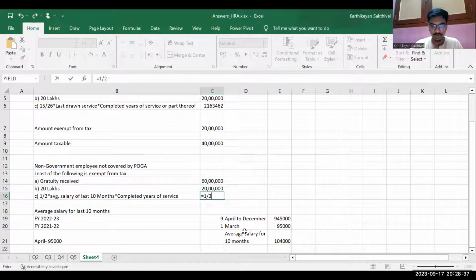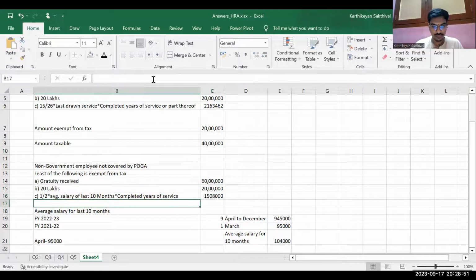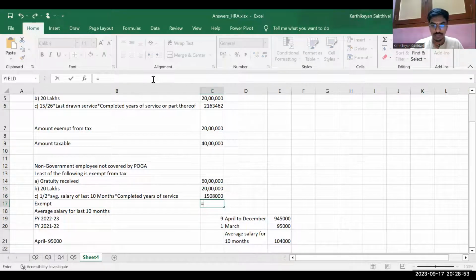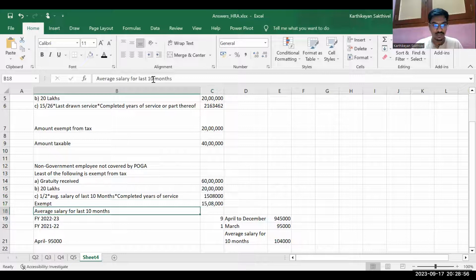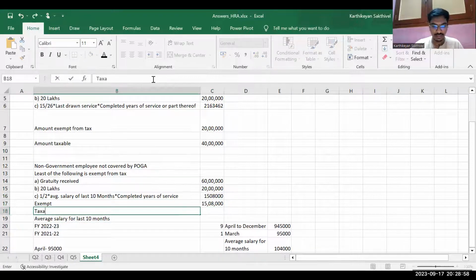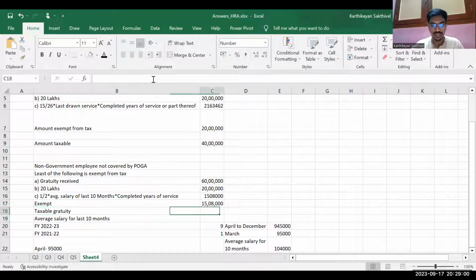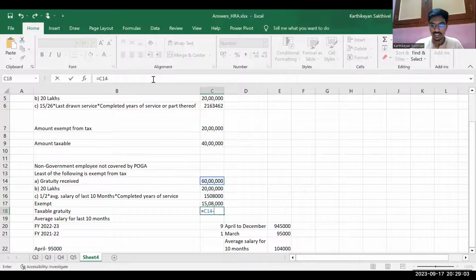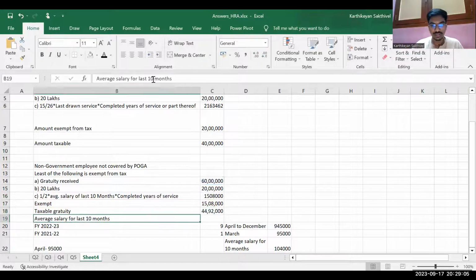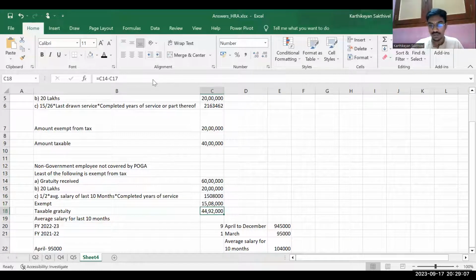So what should I do now? 1/2 into average salary into every completed year of service. What is the total number of completed years of service? 29. So exempt is minimum of the above. So 15 lakhs 8,000 is exempt. Taxable gratuity will be 60 lakhs minus 15 lakhs 8,000, which is going to be 44 lakhs 92,000. So Reshma's answer is correct.